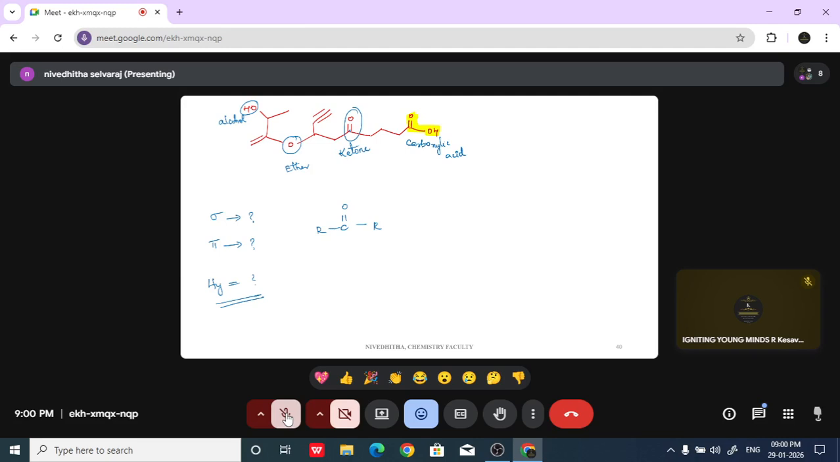Is it possible? Anyways, I'll send you the notes. You'll be having this page also. So use this structure, and tell me the hybridization of each carbon and check the number of sigma and pi bonds.